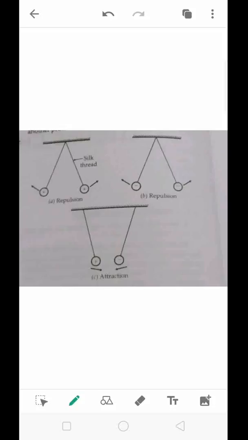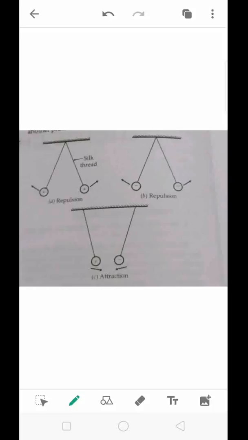Now, in case 3, suspend 2 pith balls separately and bring a glass rod rubbed with a silk cloth, or we can also say a charged glass rod. You know, what charge is the glass rod acquiring? It is acquiring positive charge. So, the charged glass rod is brought in contact with the first pith ball, and the charged plastic rod is brought in contact with the second pith ball, so that the first pith ball will acquire the positive charge and the second pith ball will acquire the negative charge. And it is observed that both of them attract each other.